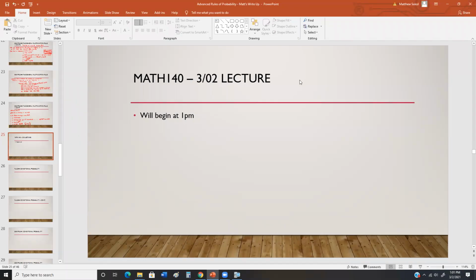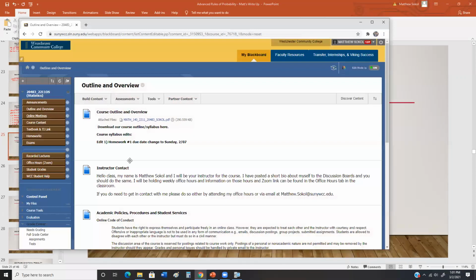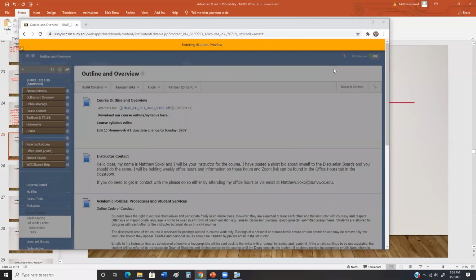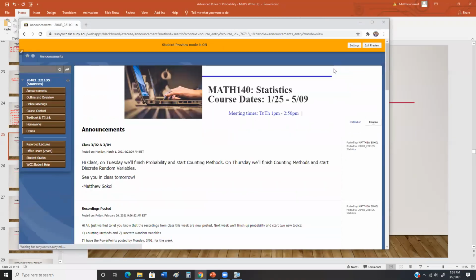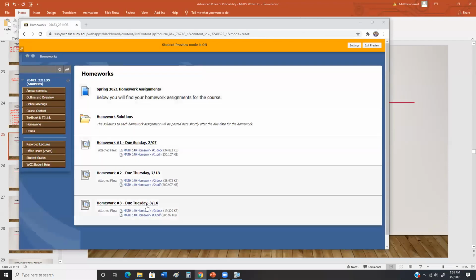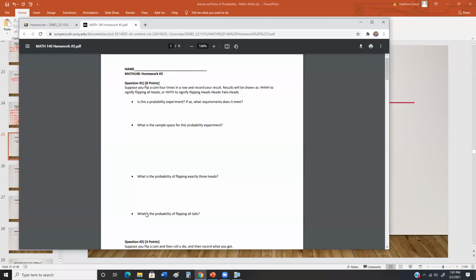Just as a reminder, you have your next homework posted. If you look in the classroom under homeworks, here's homework number 3. Has anybody started homework number 3 yet? Just out of curiosity.